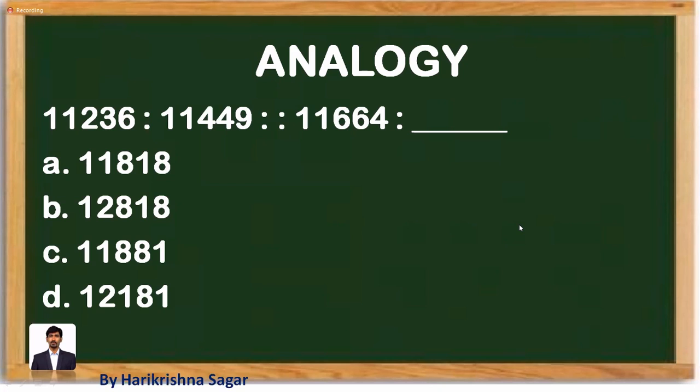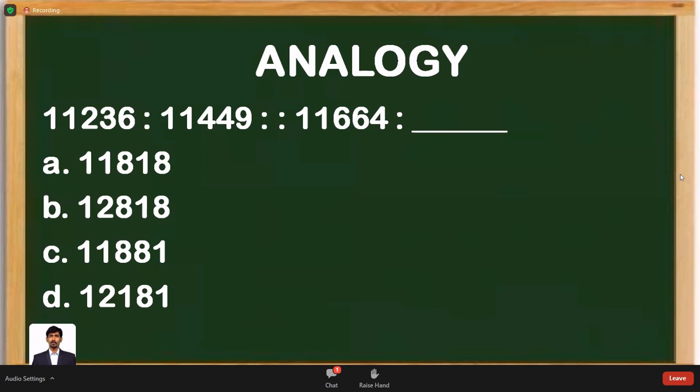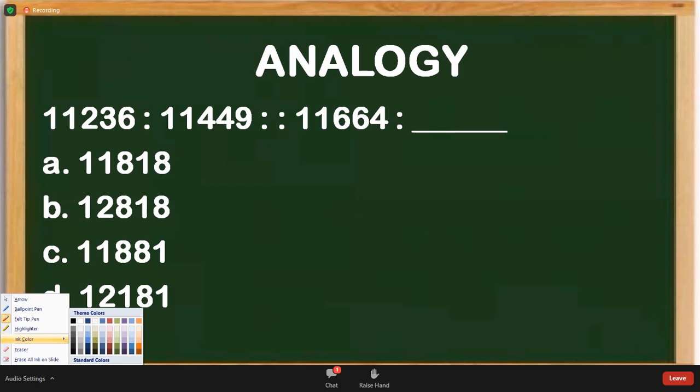Okay, fine. Let me look at what is the logic which is available in the question in order to answer. If you observe the first one, 11236, the second one, 11449. So this is your reference pair. Using this reference pair, you have to find out the required one. Yeah, I'm able to see some responses from the students.